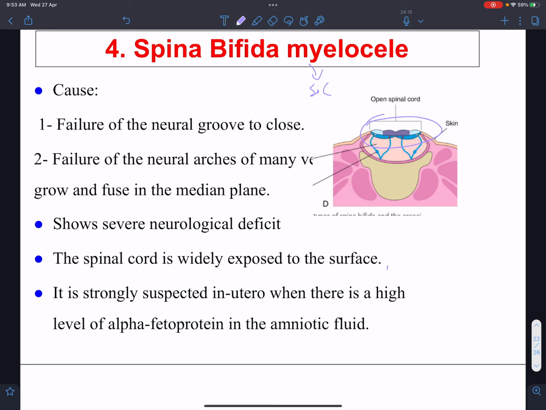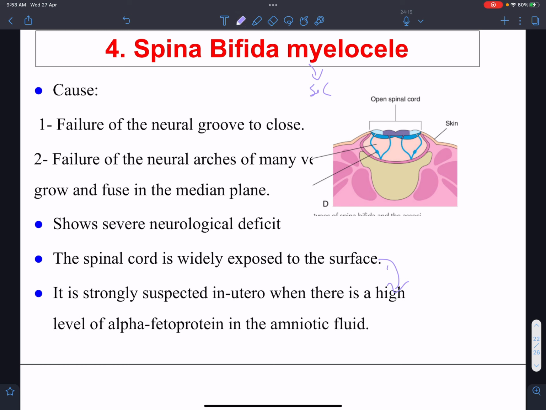Why should you know this? Because of this. Look at this. This is a guaranteed MCQ. It says here that for diagnosis of spina bifida myelocele, there's going to be a high level of alpha-fetoprotein in the amniotic fluid. Why? Well, let me draw the amniotic fluid here.